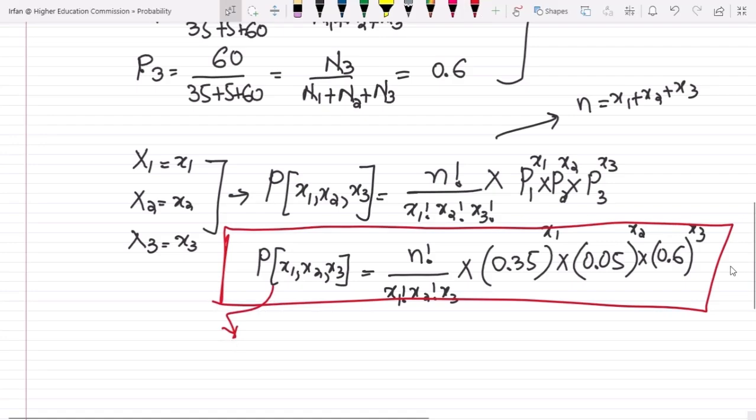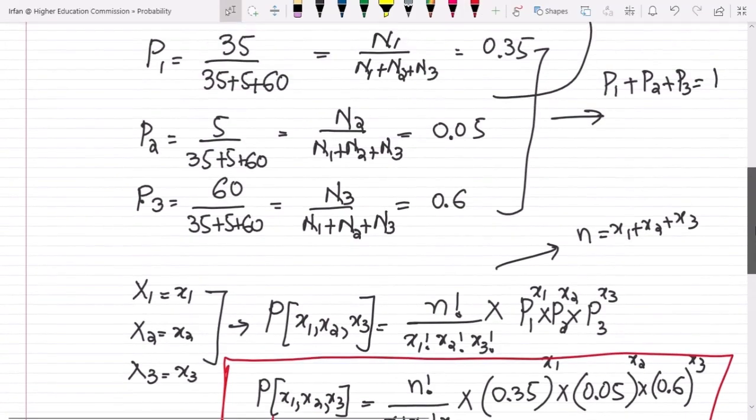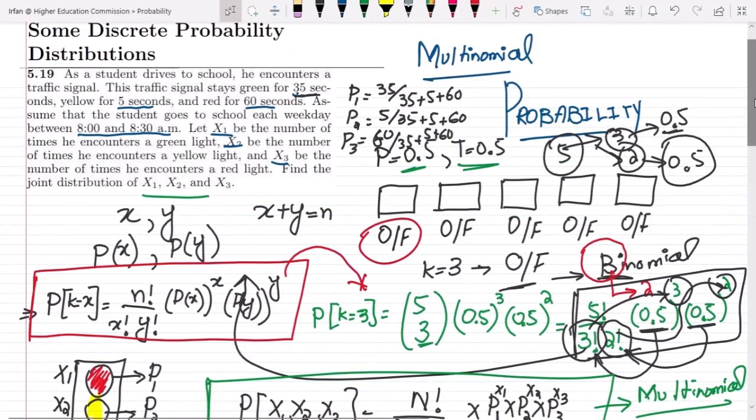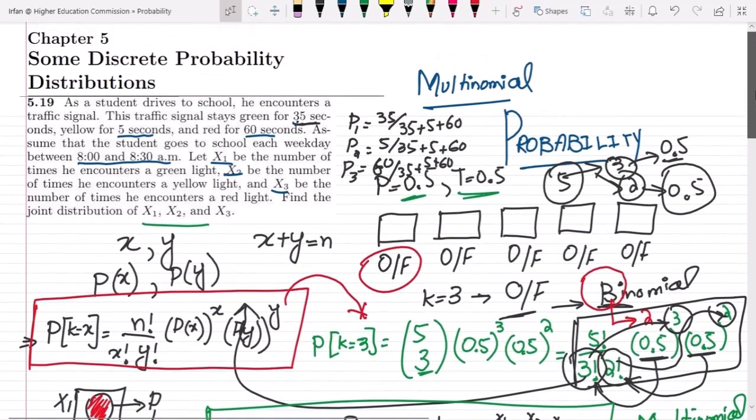Okay, so that's it for today, in which we have started our problem from a very core concept of the binomial probability law, and we have extended it to the multinomial probability, and how to identify whether a certain problem is related to the multinomial probability or binomial probability.